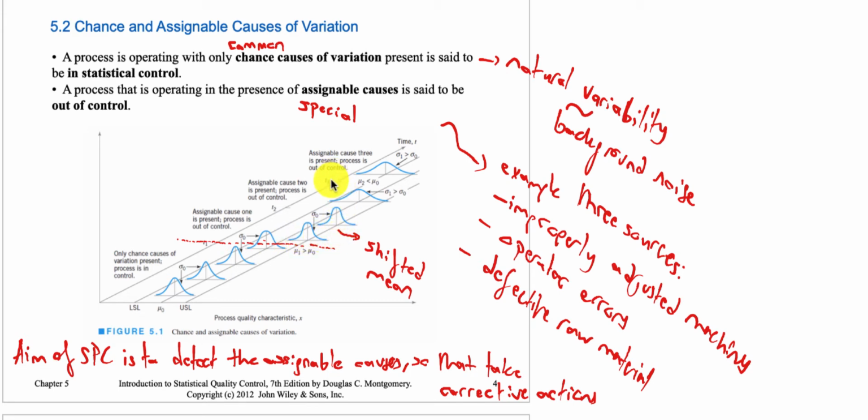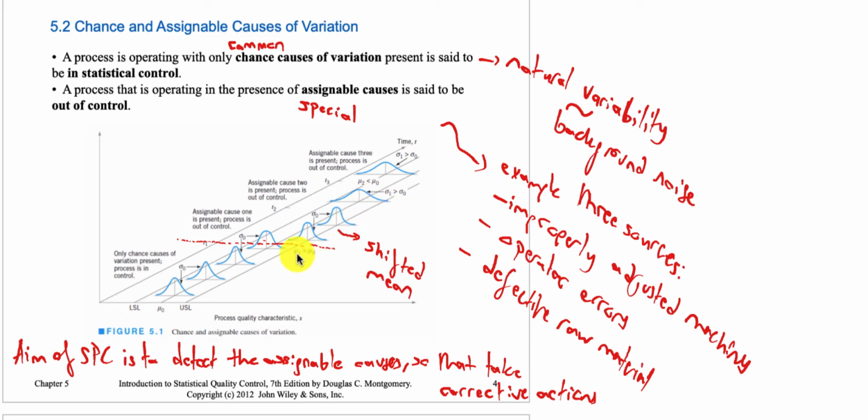Then we have two assignable causes. Then we have three assignable causes, and it is shifting our mean from right to left, and also our variability is getting larger. So we are exceeding our standard deviation here.